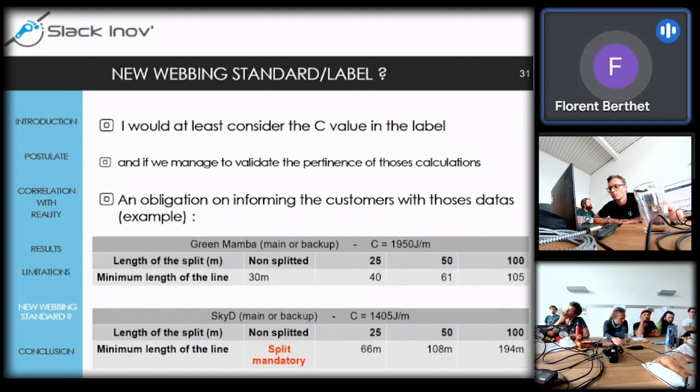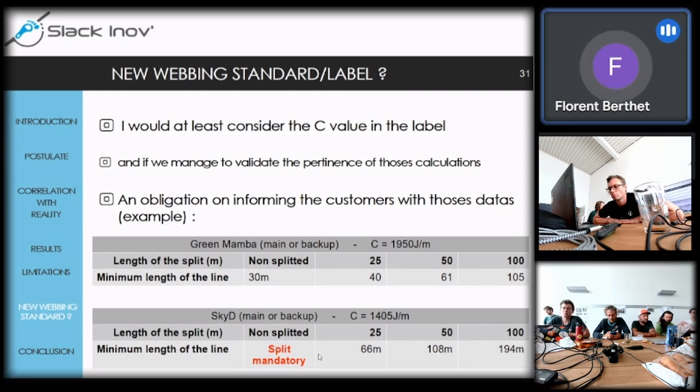And this is an example of the table that I think that we will be able to offer to the customers with our webbings data. For example, I use the green number and the SkyD. Let's see the lowest table, which is the SkyD one, because you understood that the SkyD is the more critical one. And this shows to the customers, with a really easy to read table, that he cannot use the Sky Diamond without making a split connection.